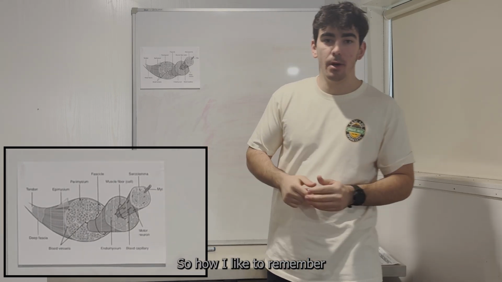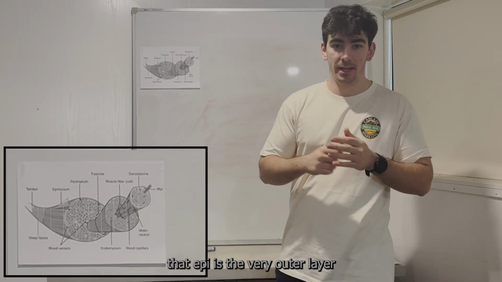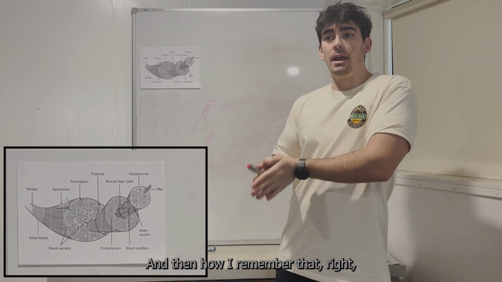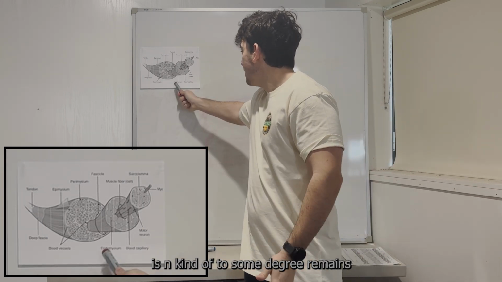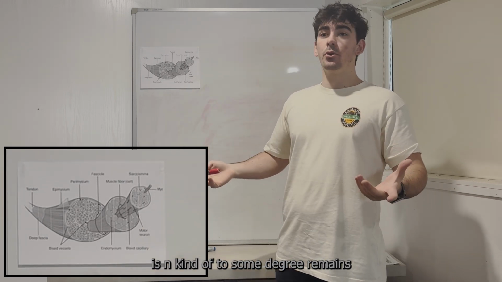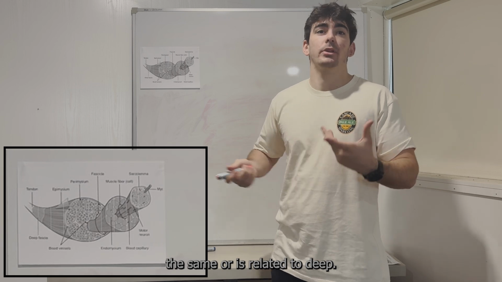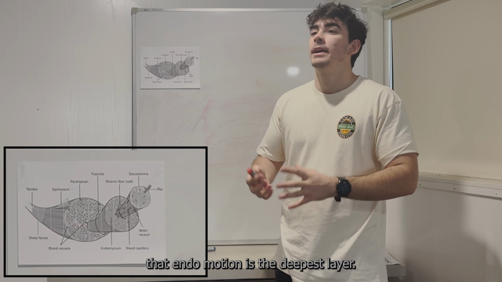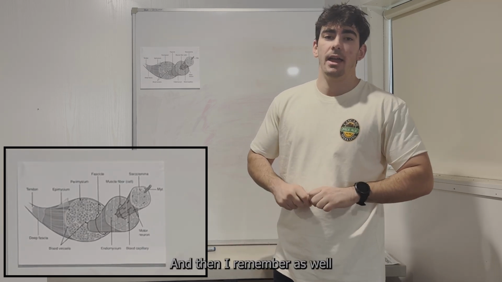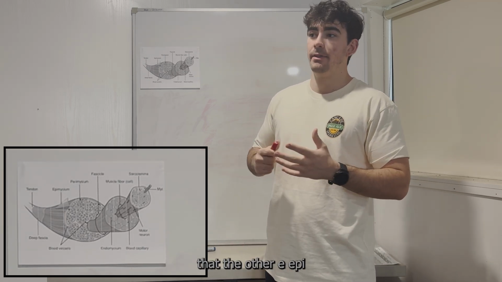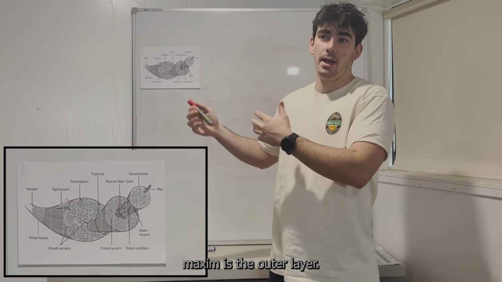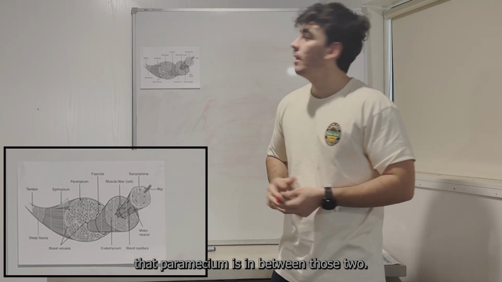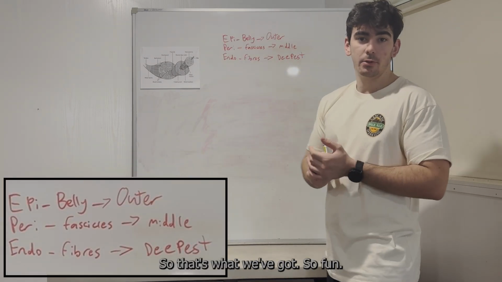So how I like to remember is I remember that epi is the very outer layer, and endo is the very deepest layer. And how I remember that is end kind of to some degree means the same or is related to deep. So I remember that endomysium is the deepest layer. And then I remember as well that the other E, epimysium, is the outer layer. So then all you have to do is just remember that perimysium is in between those two. Perfect. So that's what we've got so far.